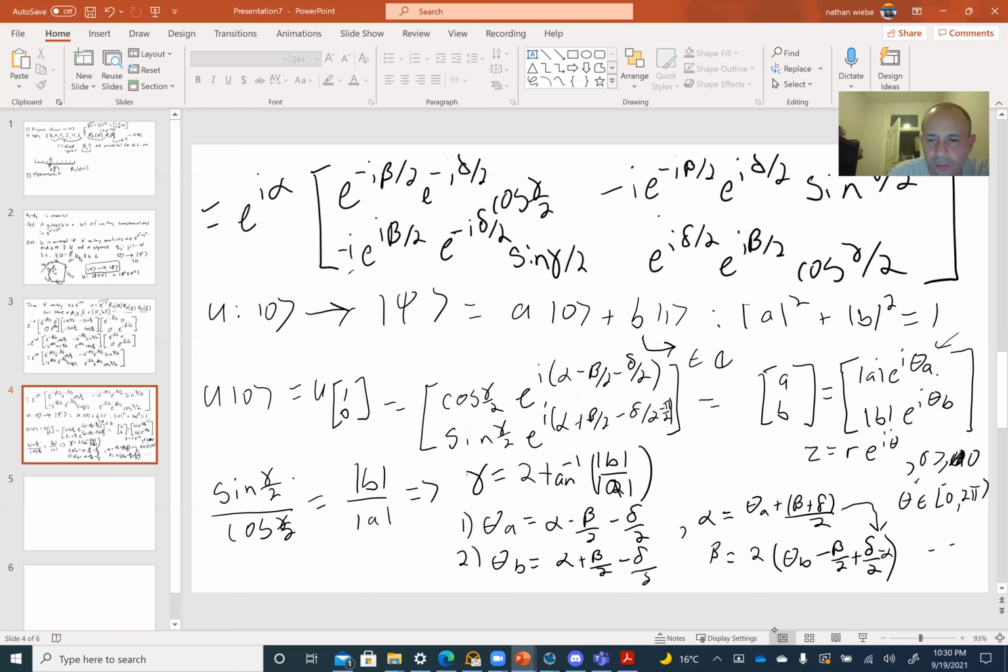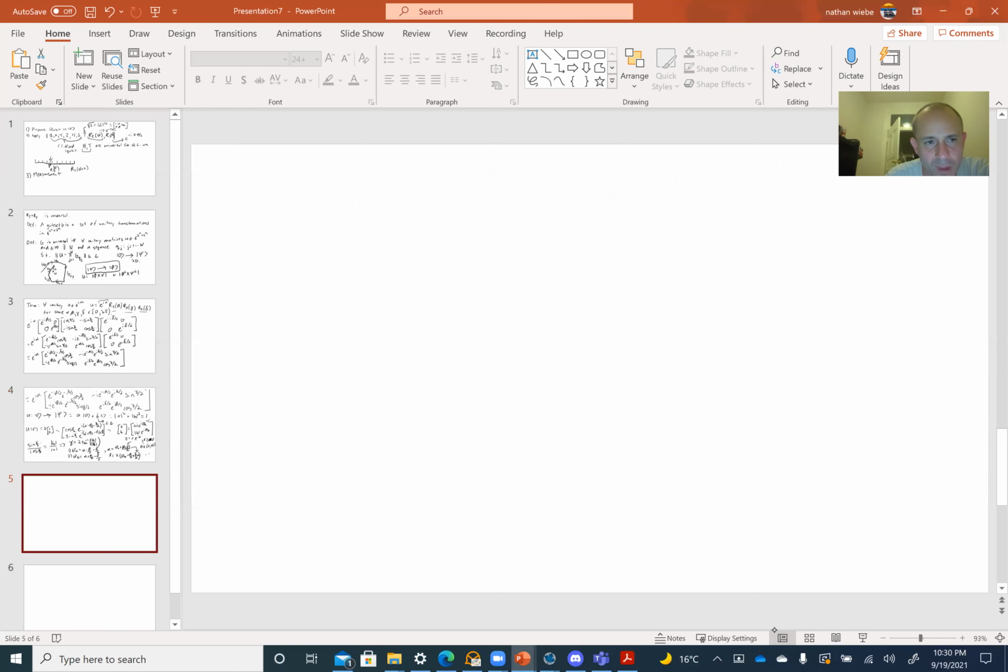And so from these two equations, we figured out what alpha and beta are, and we have an expression for gamma. However, these three variables aren't enough for us to isolate what delta is. So we need an extra piece of information. The extra piece of information comes from the homework problems.